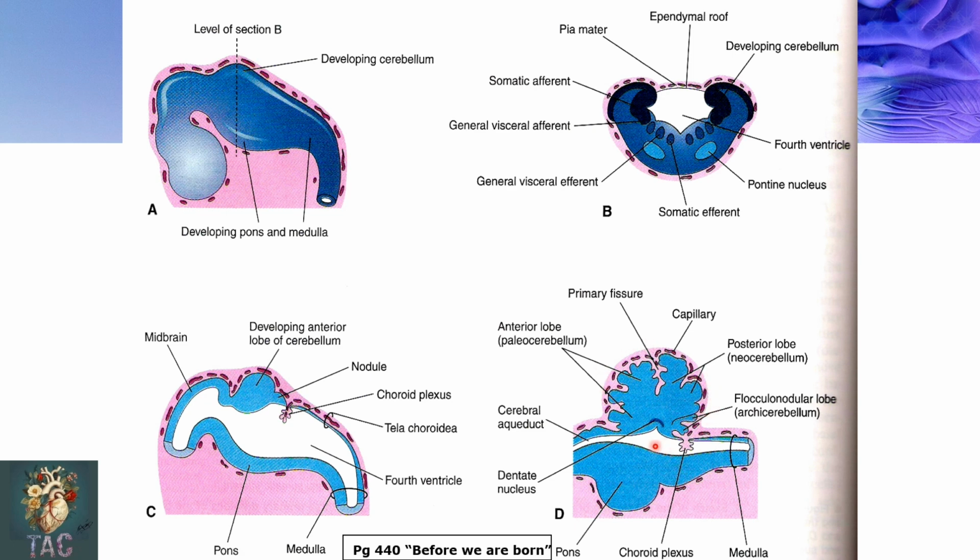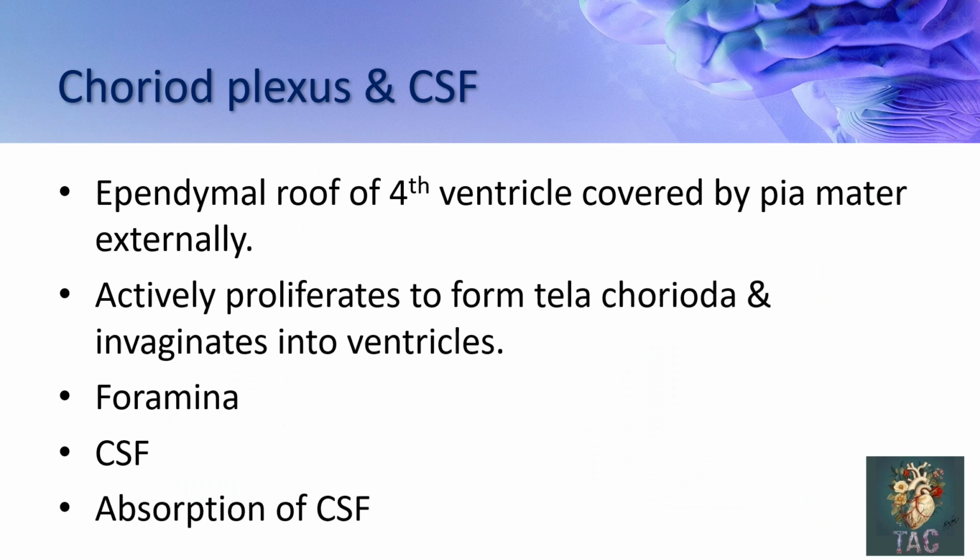This is the cavity of the hindbrain called the fourth ventricle, and this is the choroid plexus or the tela choroidea which will form the CSF. So the choroid plexus is formed in the ependymal roof of the fourth ventricle, covered by pia mater externally. It actively proliferates to form tela choroidea and invaginates into the ventricle through different foramina, and it forms the CSF.